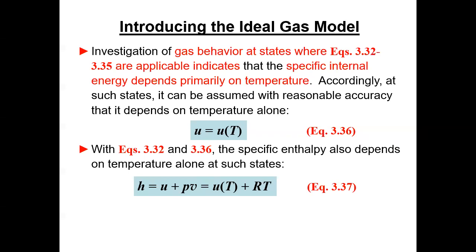Okay. And as per some of our other definitions, the specific enthalpy also depends on temperature alone. And so you see H, the specific enthalpy, energy per unit mass, is internal energy plus pressure times specific volume. And if U is a function of temperature only, and we're assuming an ideal gas, so for an ideal gas, PV is equal to RT. That's the ideal gas equation. So we can substitute RT for PV. And so we see that H is internal energy as a function of temperature plus the specific gas constant times the temperature. So that's a pretty easy derivation.